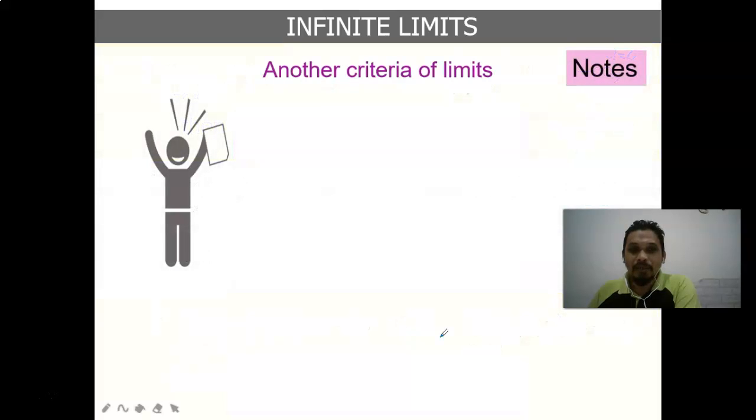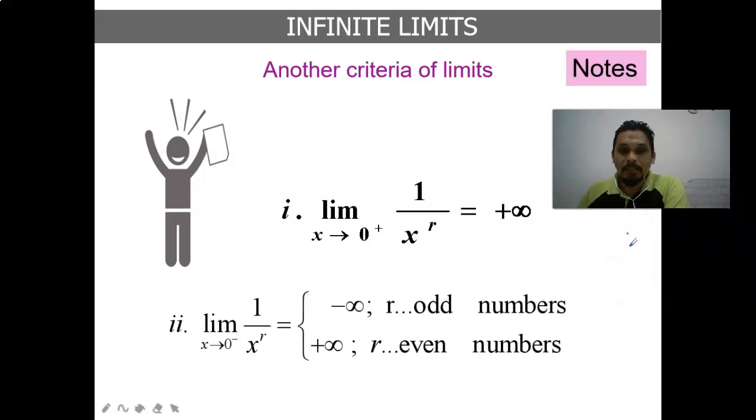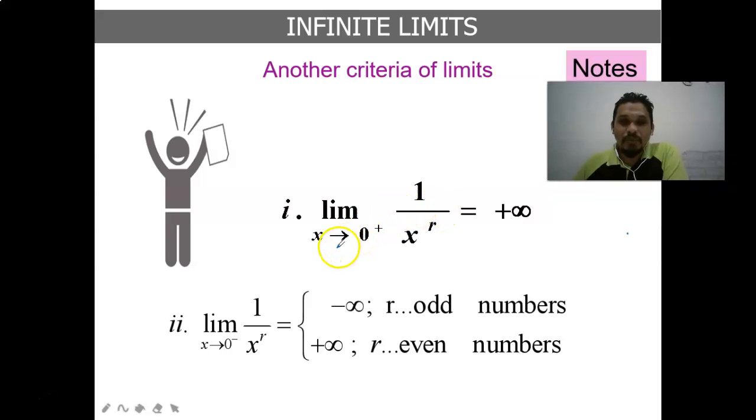Okay, another criterion of limits: the limit as x approaches 0 of 1 over x to the power of r equals positive infinity. So the limit of 1 over x to the power of r is negative infinity if r is an odd number, and positive infinity if r is an even number. So what's the difference between these two?